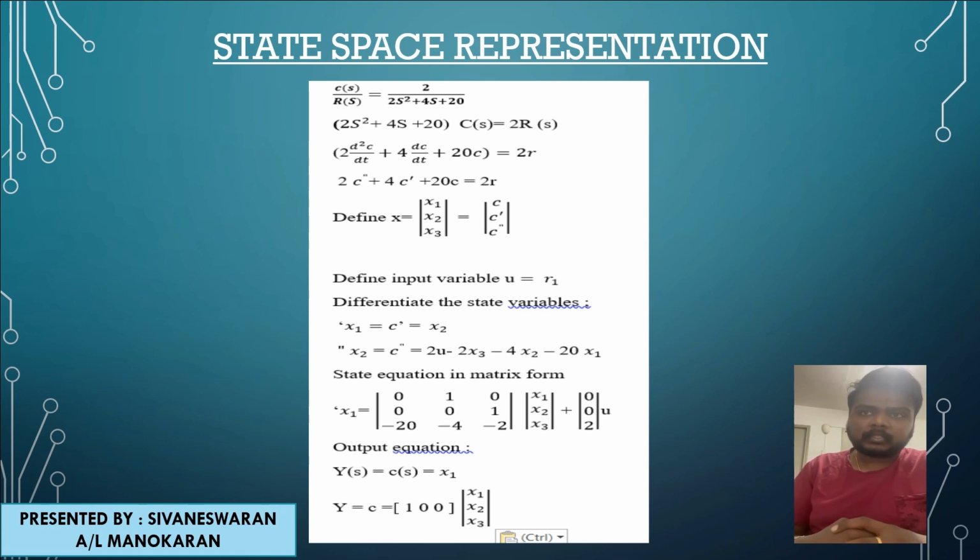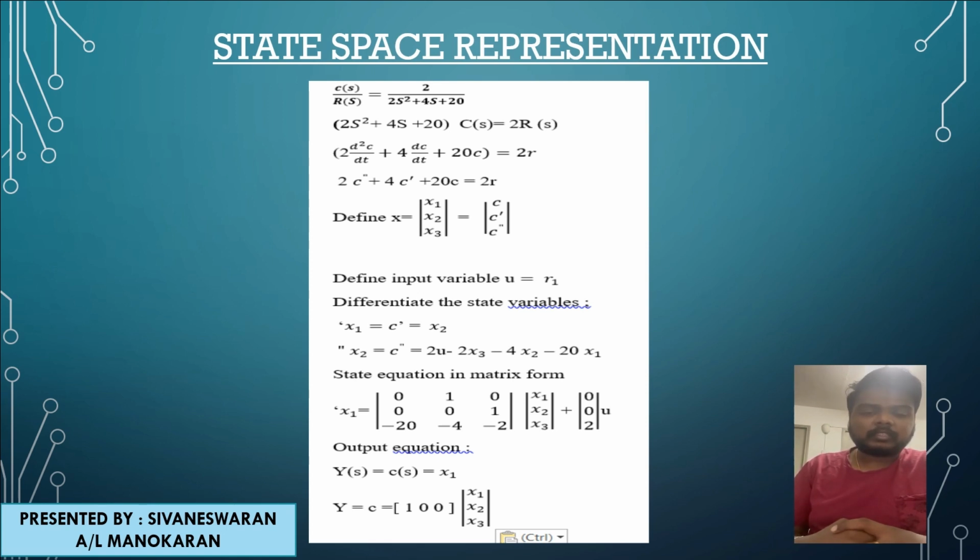Firstly, C(s) over R(s) equal to 2 over 2s squared plus 4s plus 20, and then (2s squared plus 4s plus 20) C(s) equal to 2R(s). After that, we equate the formula: 2 d squared c over dt squared plus 4 dc over dt plus 20c equal to 2r. We must define the state variables x1, x2, x3, and then c, c dot, c double dot. After that, define the input variable u equal to r.